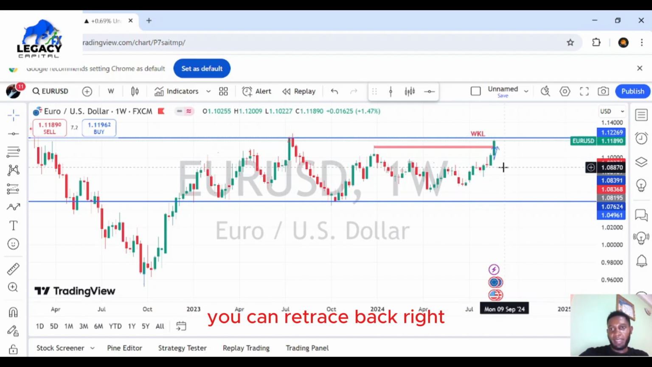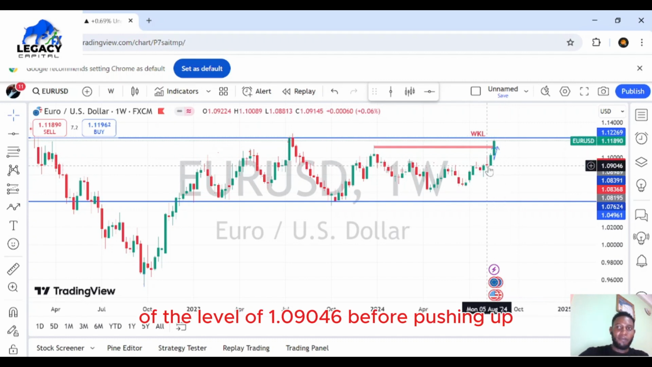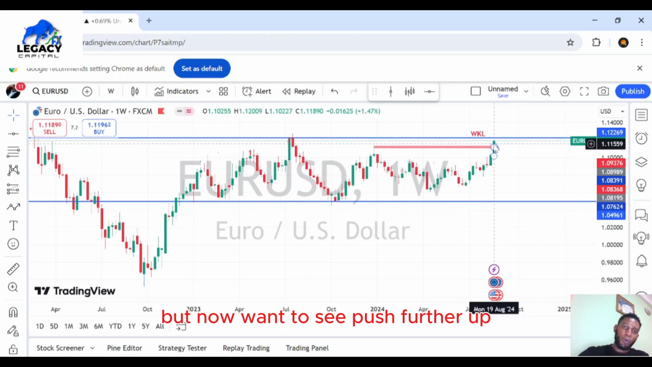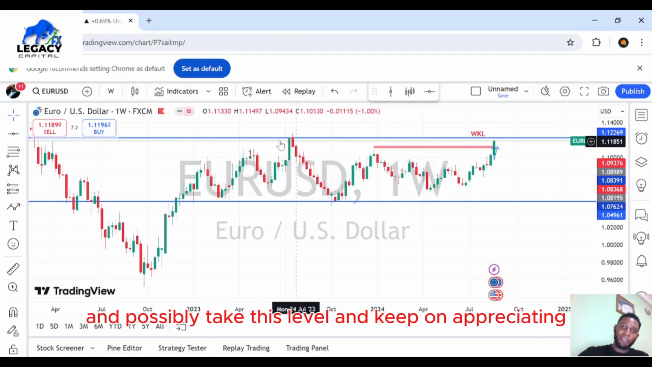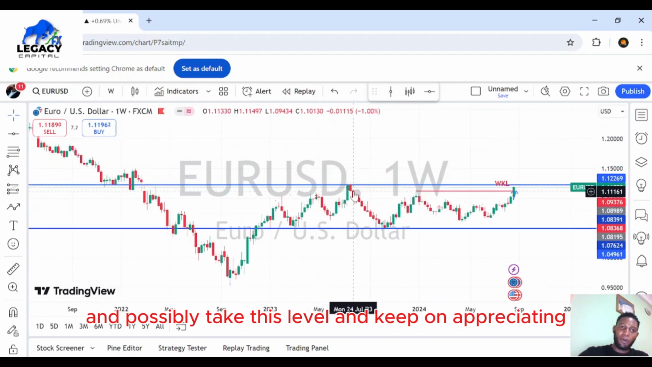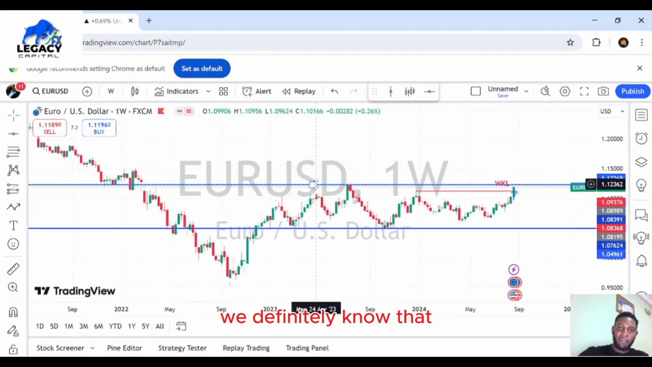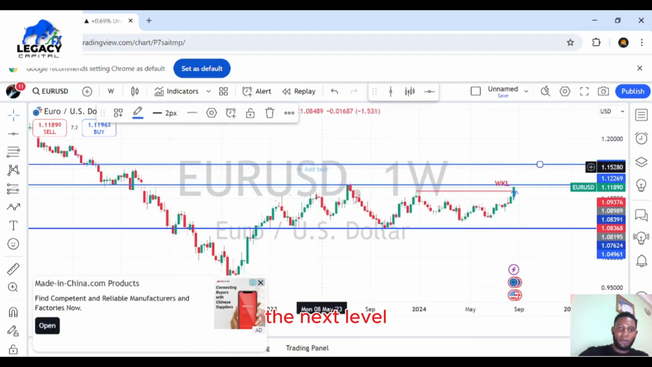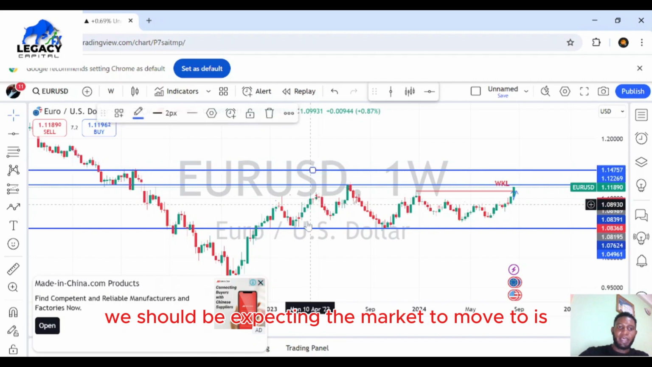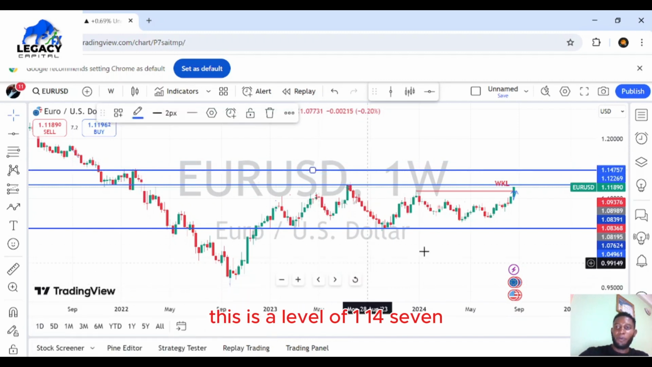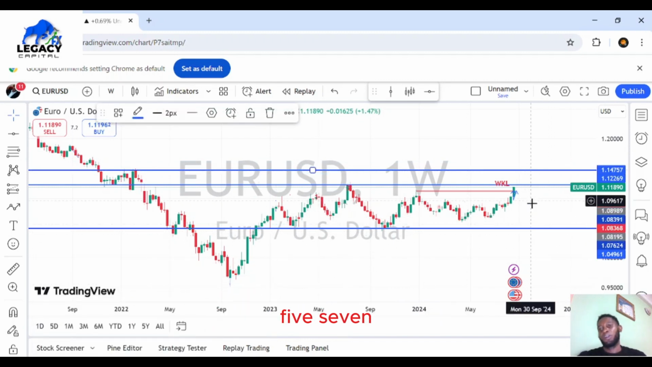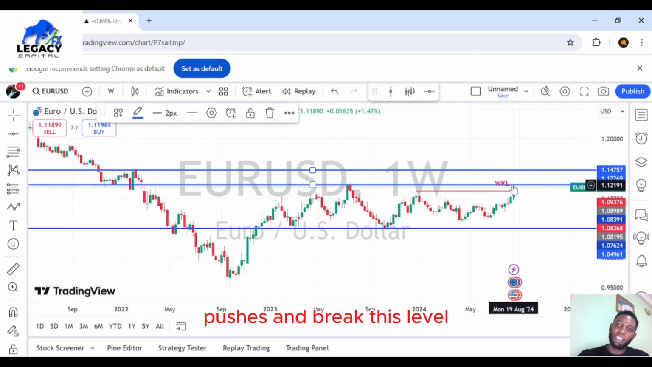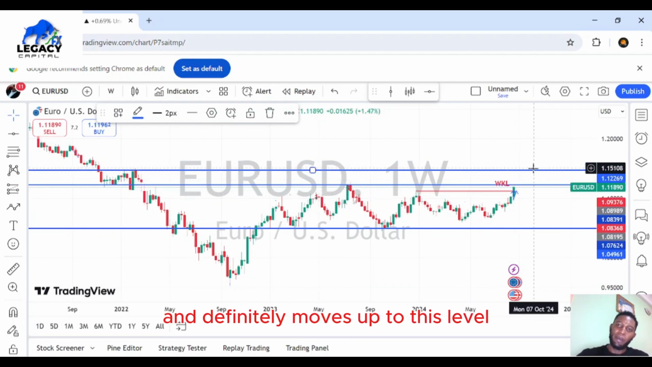It can retrace back right down to the level of 1.09046 before pushing up. But now we want to see it push further up and possibly take this level and keep on appreciating. We definitely know that once the market takes out this level, the next level we should be expecting the market to move to is the level of 1.14757. We need to see that the market next week pushes, breaks this level and definitely moves up to this level. That is our expectation.